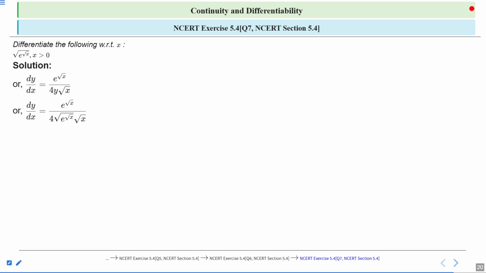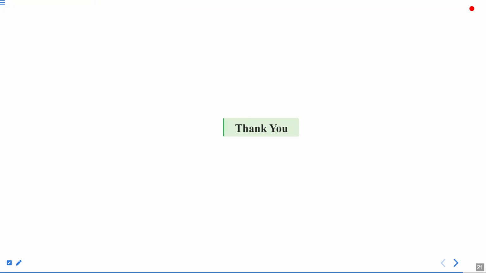As we know that y is equal to root of e to the power root x, right? Hence dy by dx will be equal to e to the power root x upon 4 root x e to the power root x, right? Clear? Where x is greater than 0. So this will be our required answer, right? Clear? Thank you so much.